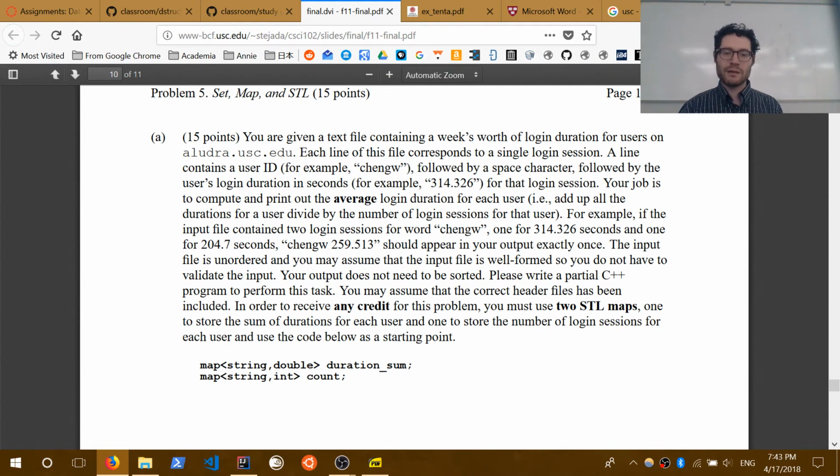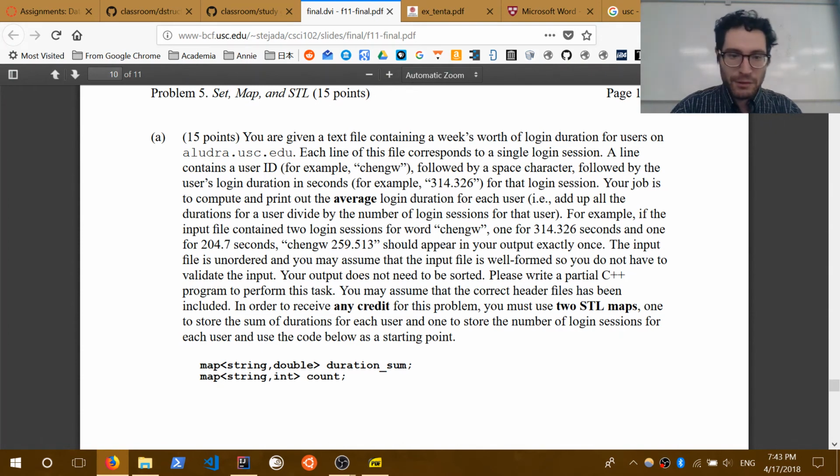Your job is to compute and print out the average login duration for each user. For example, if the input file contains 2 login sessions for Cheng W, one at 314.326 and 204.7, then Cheng W should appear in your output with 249.513, exactly once. The input file is unordered, and you may assume the input file is well formed, so you don't need to validate the input. Your output does not need to be sorted.